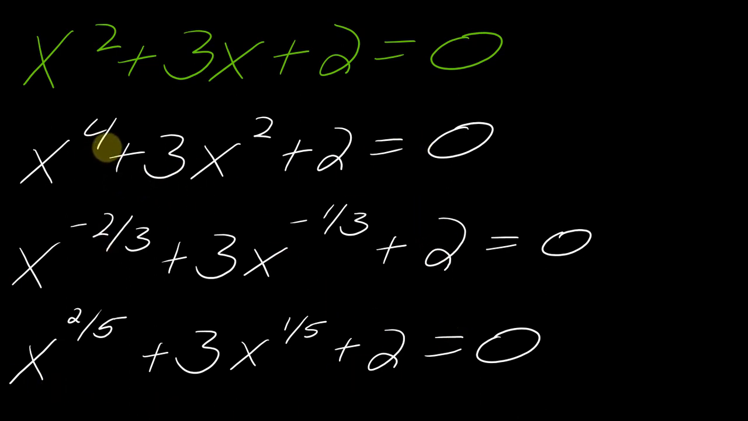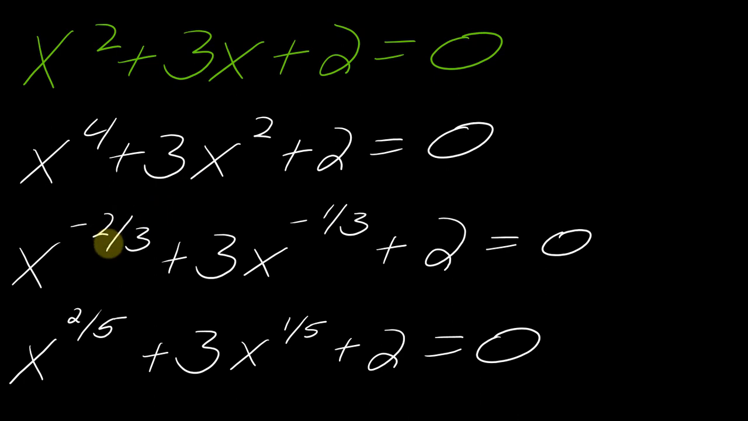Here, if I were to just multiply the exponents by 2, I would get x to the 4th, right? And then 3x squared, because this x has this invisible exponent of 1. So we've got this exponent, and if I were to multiply it by 2, I would get this. Notice that pattern continues with these other equations. I've got x to the -1/3 and x to the -2/3. It's the same idea, right? If I multiply this exponent by 2, I would get this.